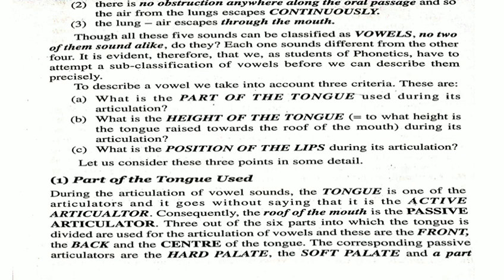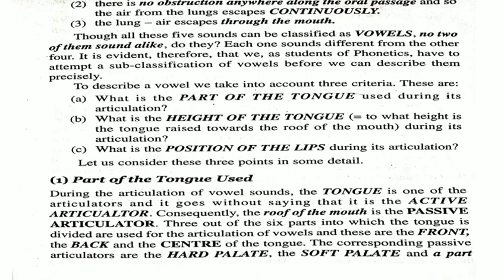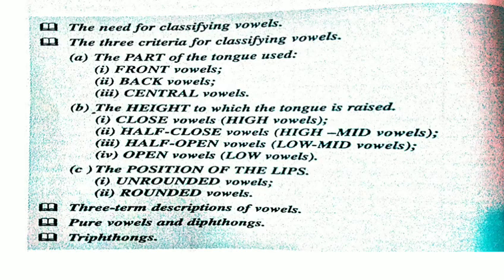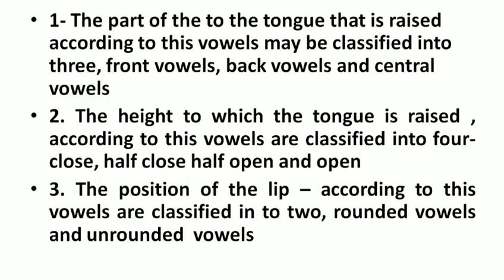There are 3 criteria involved in the description and classification of vowels. There are front vowels, back vowels and central vowels. All of these vowels come in any of these positions: close, half close, half open and open. Then the position of the lips. According to the position of the lips, there are rounded vowels and unrounded vowels in English, and we are going to describe and classify these vowels connected with these 3 criteria that we discussed.